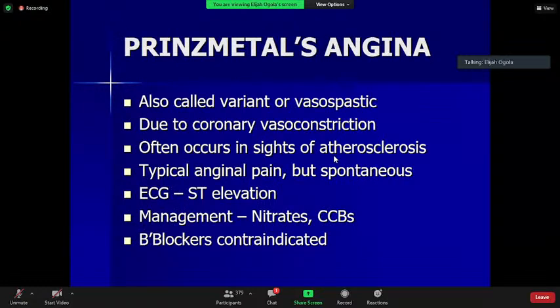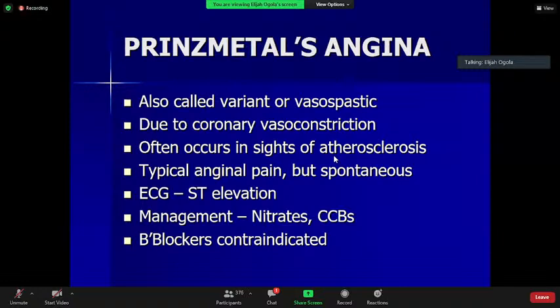We'll conclude with Prinzmetal angina, which is a fairly rare thing. Prinzmetal is actually somebody's name, as in many things in medicine, somebody's name was attached to it. It's also called variant angina or vasospastic angina because it occurs due to actual coronary vasospasm. So the coronary artery goes into vasospasm. It often occurs in the portions of the coronary artery where there is actually some atherosclerosis going on.